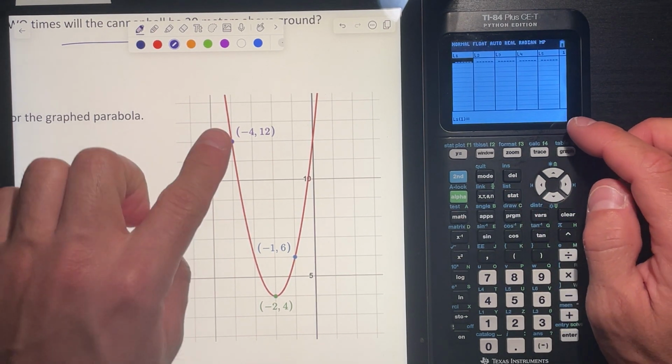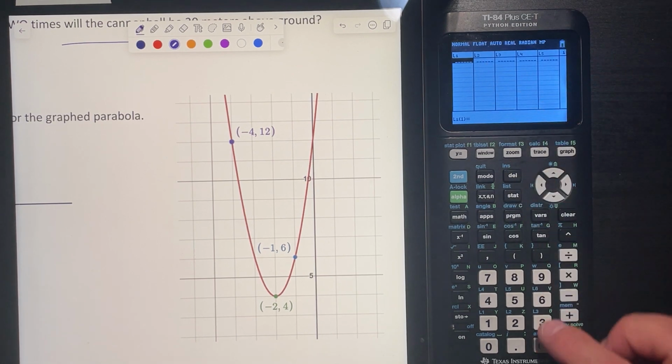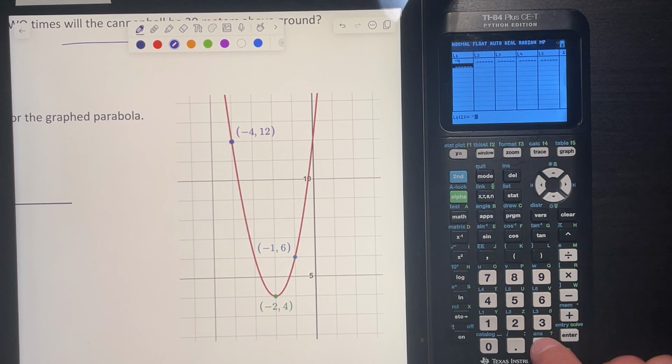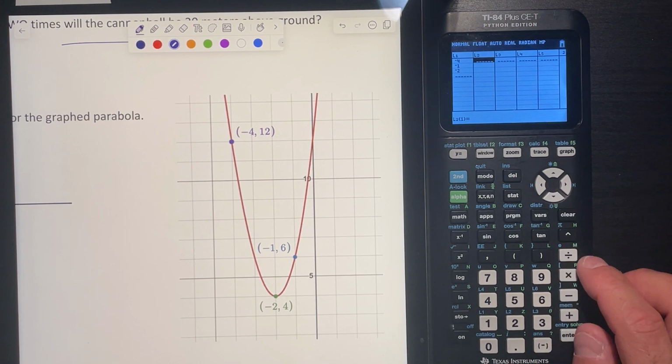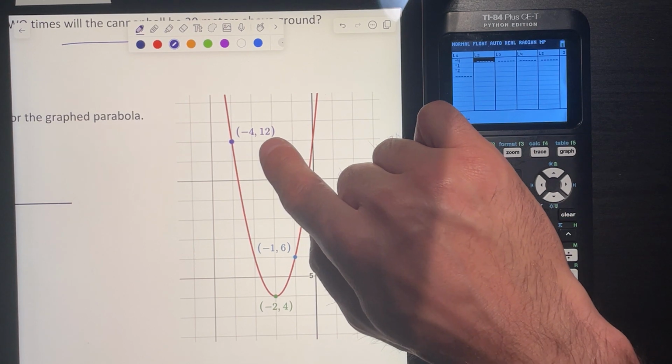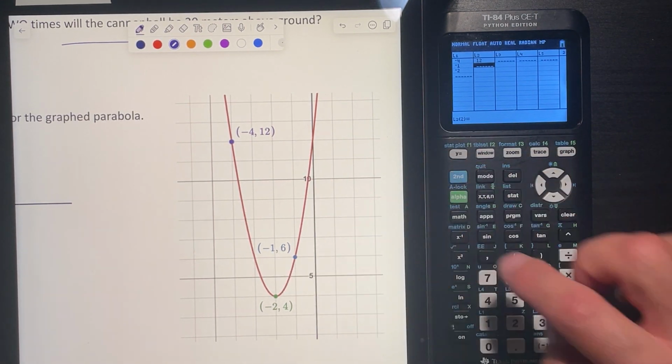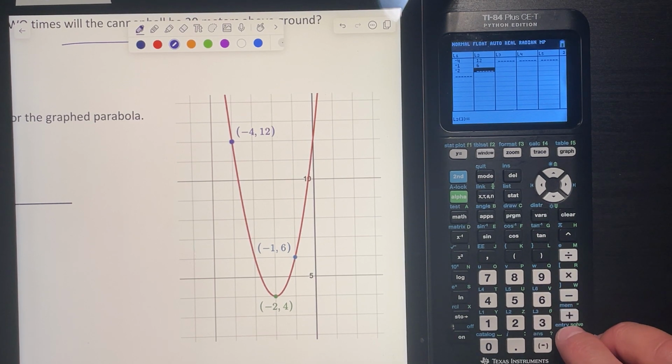We're going to put all of these x values in list 1, so -4. Don't use this minus, use the negative. -1, -2. And then the corresponding y values. So the 12 is with the y, so it should go next to the y. And the 6 is with the -1, so it should go with the -1 and 4.